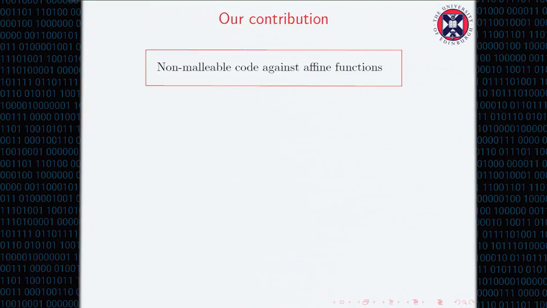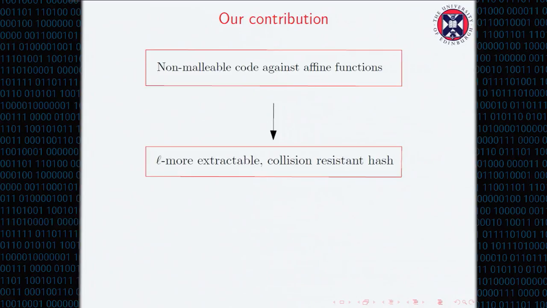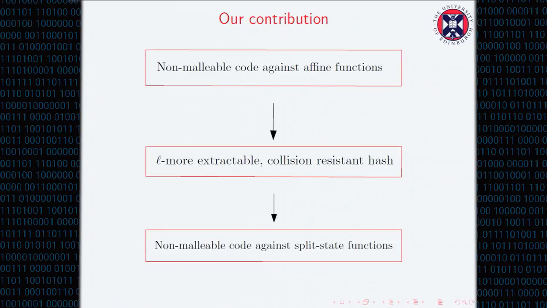So the logic behind our result is the following. We first construct a non-malleable code for affine functions, for functions of the form A times X plus B, with some extra property that I will not say anything about. Then, using the non-malleable code for affine functions, we construct the primitive that we call Elmore extractable hash. For those who know the Agrawal et al. work, this can be considered as the computational analog of a non-malleable reduction. And finally, we use the Elmore extractable hash to build a non-malleable code for the split-state model.